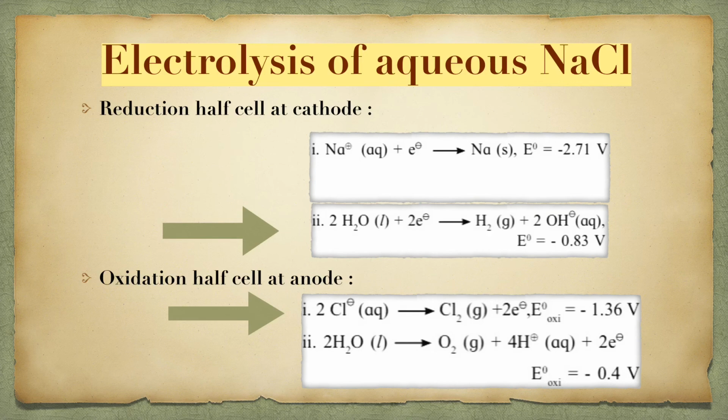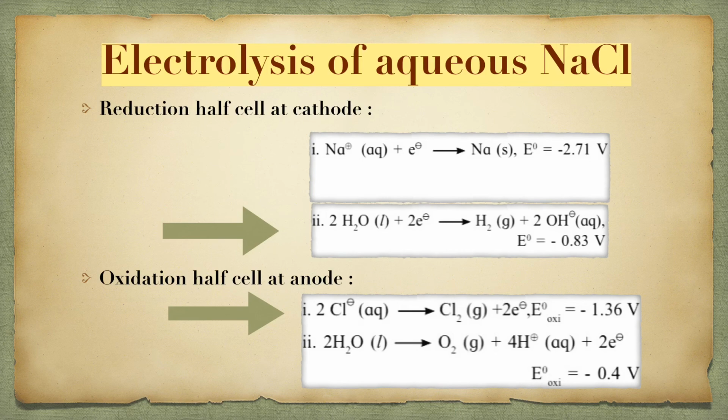So what is the reason oxygen is not getting liberated? The reason over here is the overvoltage which is required for the second reaction. So over here, which reaction will proceed? The first reaction will proceed, that is Cl- getting converted to Cl2 gas.